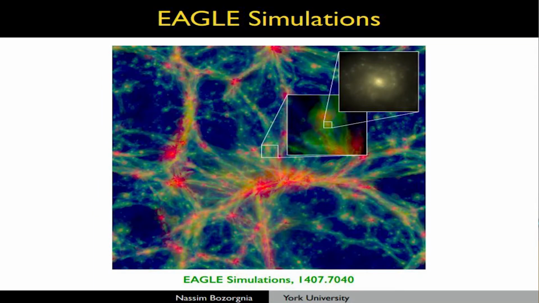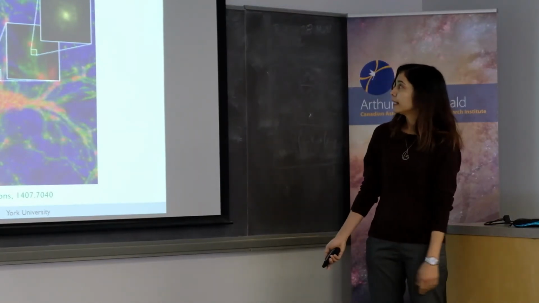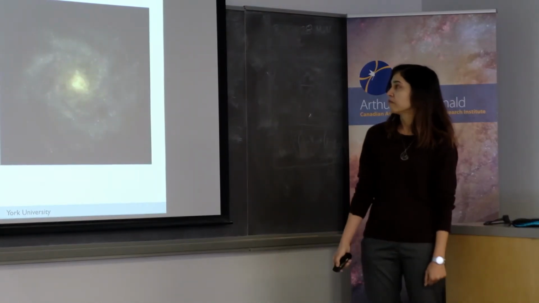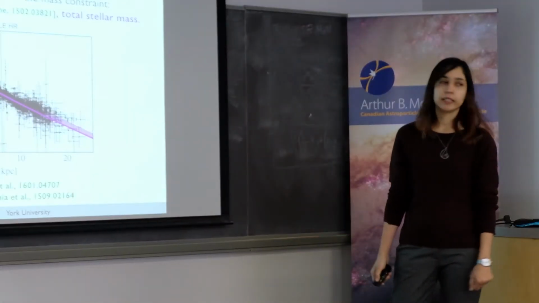Now the different colors again are different temperatures in the Eagle simulations, and this is a 100 megaparsec side length. And then if you zoom in to some region and zoom in further, you see a galaxy which looks like a spiral galaxy, and this is one of these Milky Way analogues, which is the face-on and edge-on image of the same galaxy here. But how do we identify these?